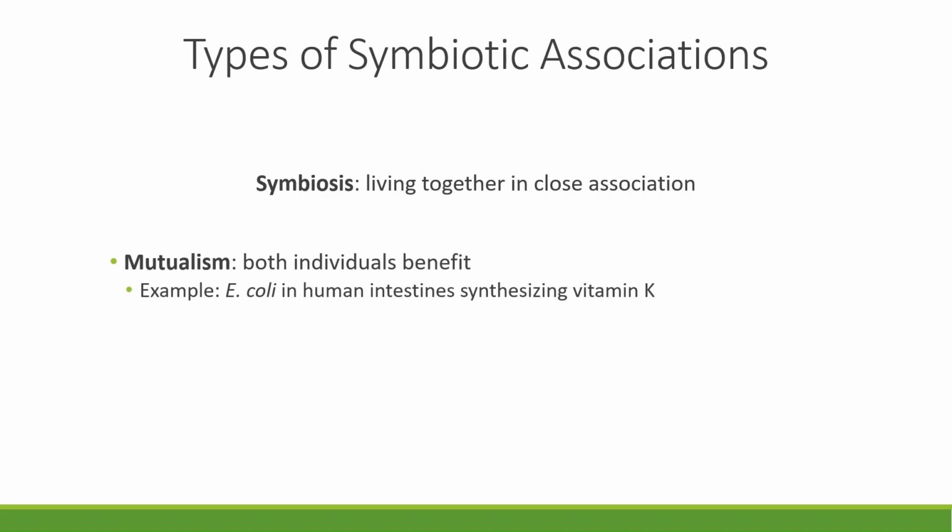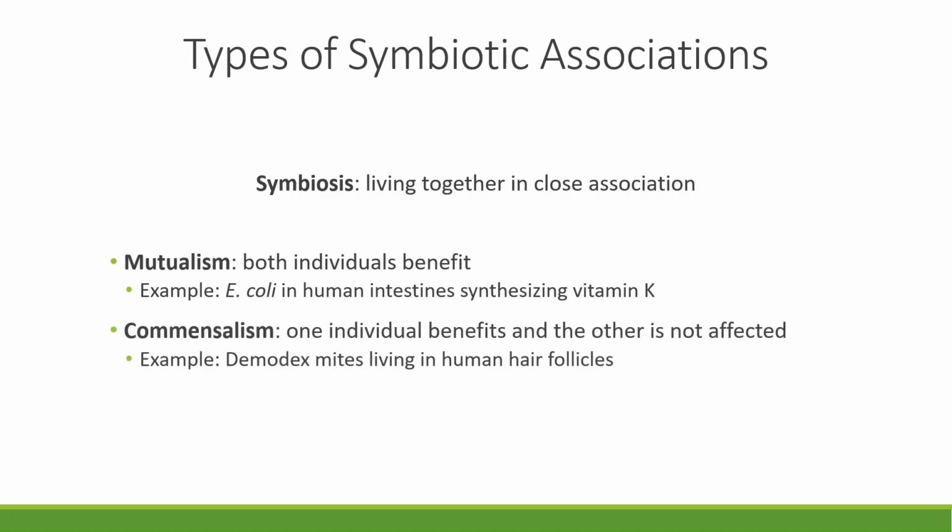For example, E. coli that live in human intestines have a nice home to live in. We provide them with all the food they need and warmth and all those wonderful conditions. And they might synthesize some essential components that we need. For example, vitamin K is synthesized by bacteria in the gut. So we can see that that's mutualistic for both of these organisms. Both of them benefit. So 2 positives there.